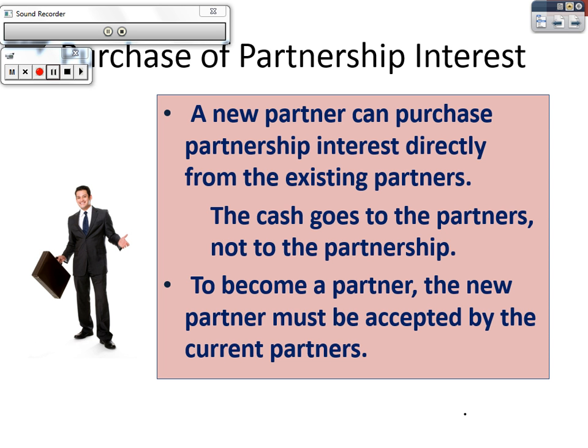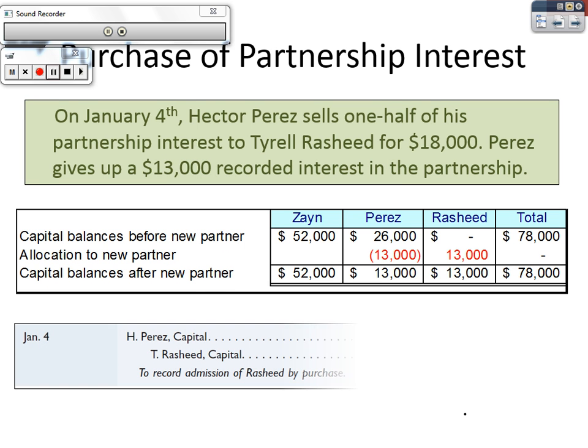And at this point, we are on page 488 in your textbook. Almost through. So, purchase of a partnership's interest. A new partner can purchase partnership interest directly from existing partners. The cash goes to the partners, not the partnership. To become a partner, the new partner must be accepted by the current partners. So this is a situation where a partner can come in and it will be a bonus to the old partners. In other words, not money going into the partnership, but we're saying we're going to accept you as a partner, but you're going to have to pay your way to get in.